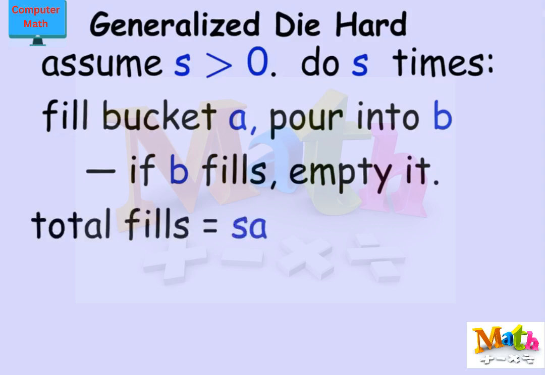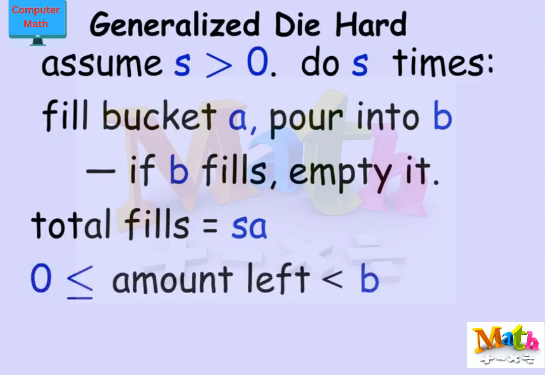Now, when I do that, the total number of times that I've filled bucket A is S times. So the total amount of water that I have taken from the faucet or from the fountain is S times A. And I've poured it into B and then dumped it, leaving only some amount that's in B that's less than B. So the amount that's left after pouring in SA gallons and dumping out what won't fit, I'm left with some amount that's non-negative and less than B in bucket B.